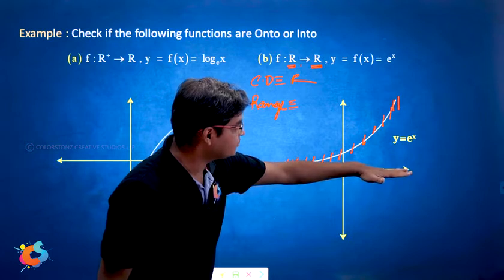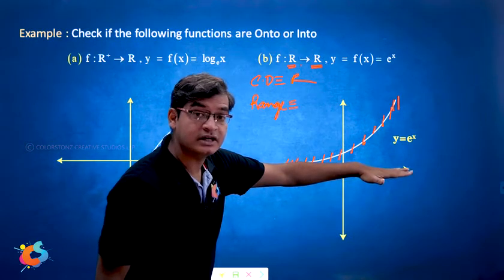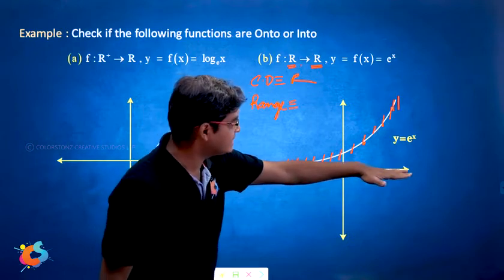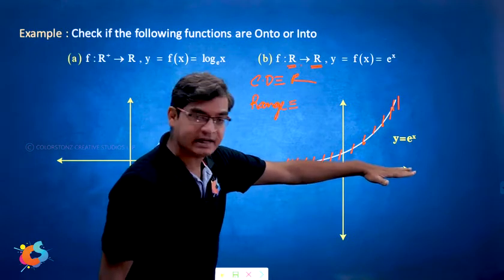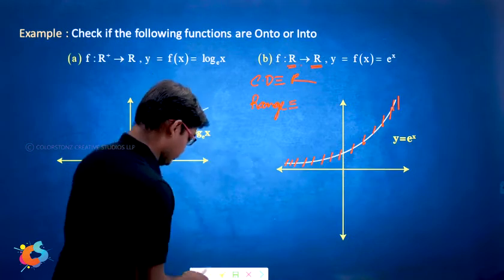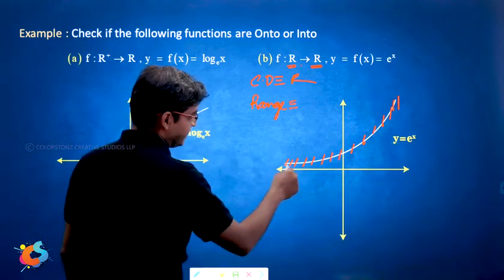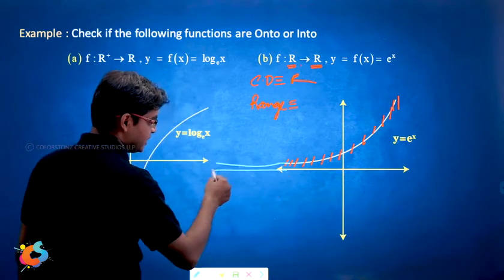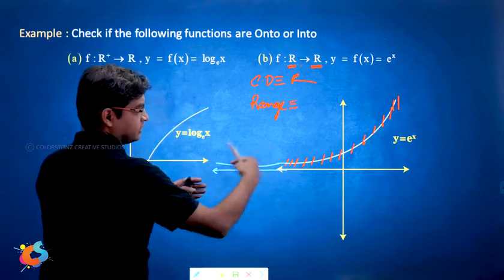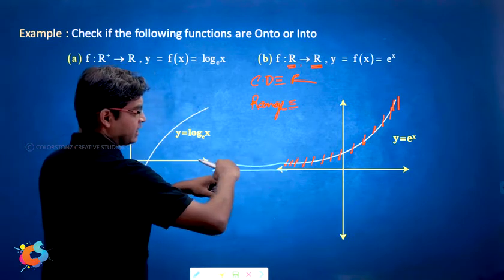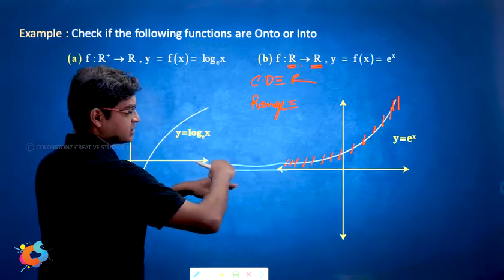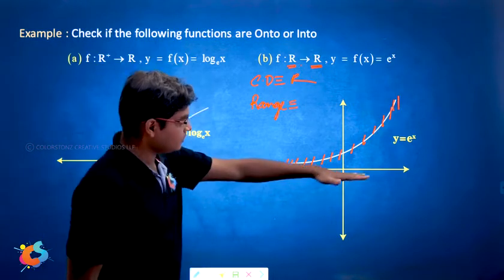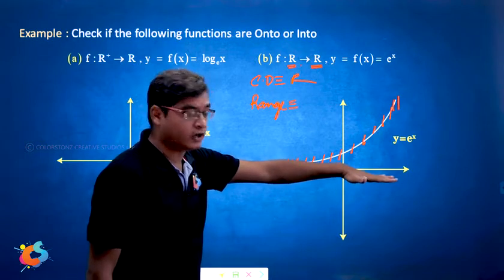Is y equal to 0 taken by the graph? No, because the y equal to 0 line is never touching or cutting the graph, isn't it? When you leave the graph like this, that means this graph is approaching this line indefinitely. Indefinitely means as you go on and on, this graph keeps coming nearer and nearer to this line, but it never touches or cuts this line. So this y value is also not taken.